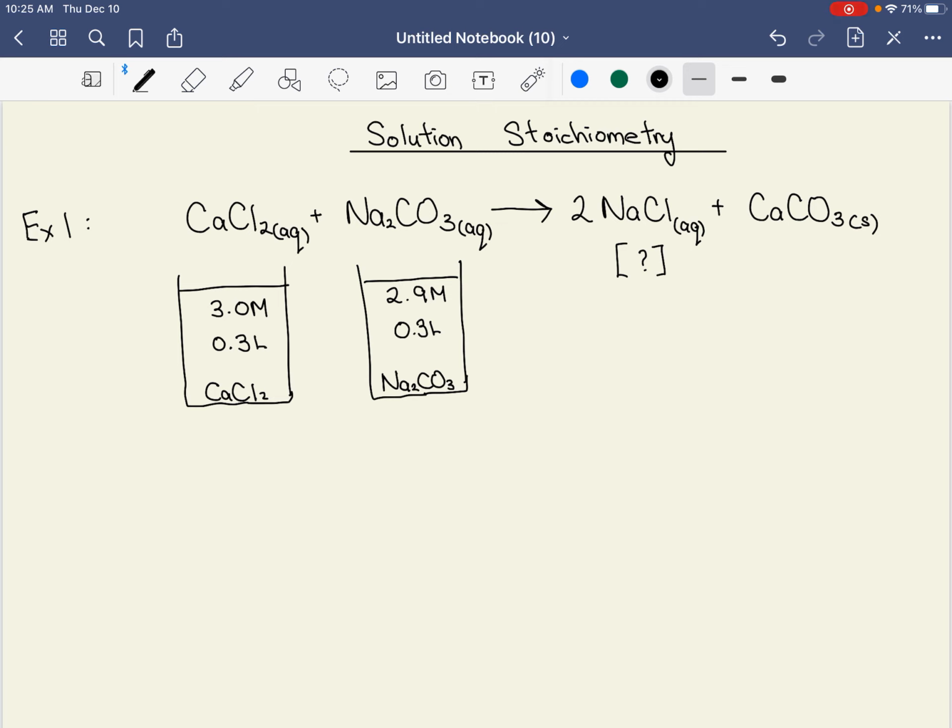Okay? So I have right here a certain concentration of calcium chloride. So 3 molar of calcium chloride at 300 milliliters. Sodium carbonate, I have 2.9 molar at also 300 milliliters. I'm going to mix the two together. And then I want to know, what is NaCl in terms of concentration? Now, the whole idea, of course, is that concentration is equal to the mole of NaCl divided by the total volume.